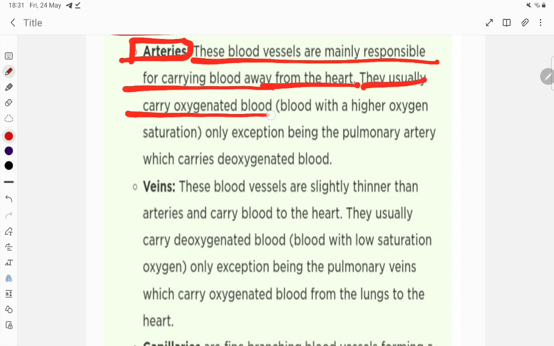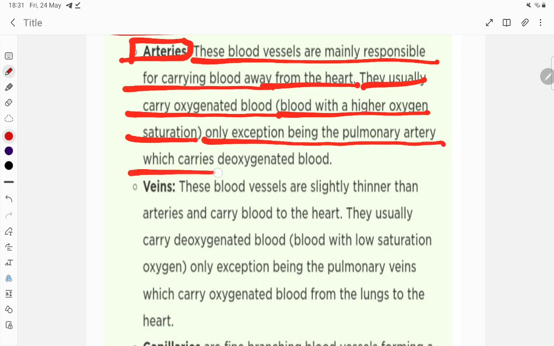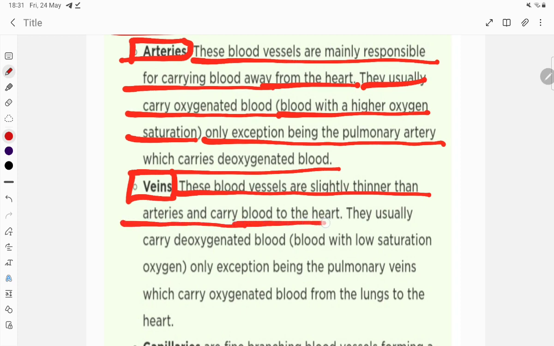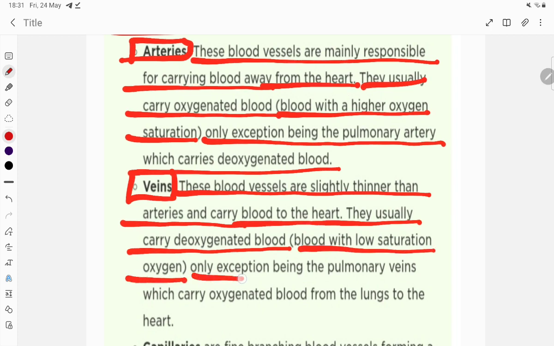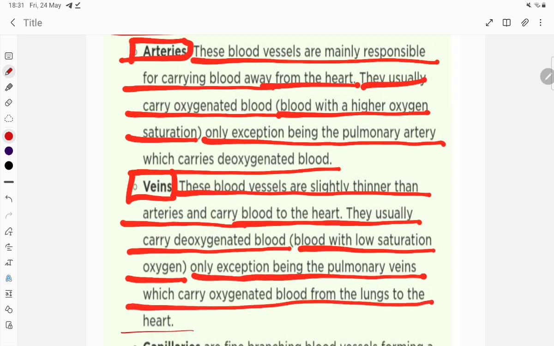These blood vessels are mainly responsible for carrying blood away from the heart. They usually carry oxygenated blood with higher oxygen saturation, the only exception being the pulmonary arteries, which carry deoxygenated blood. Second one is veins. These blood vessels are slightly thinner than arteries and carry blood to the heart. They usually carry deoxygenated blood with low oxygen saturation, the only exception being the pulmonary vein, which carries oxygenated blood from the lungs to the heart.